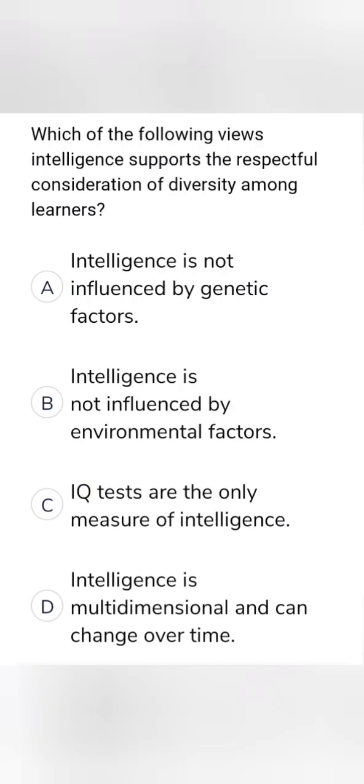Next question. Which of the following views of intelligence supports the respectful consideration of diversity among learners? A. Intelligence is not influenced by genetic factors. B. Intelligence is not influenced by environmental factors. C. IQ tests are the only measures of intelligence. D. Intelligence is multidimensional and can change over time. Option number D is the right answer. Intelligence is multidimensional and can change over time.